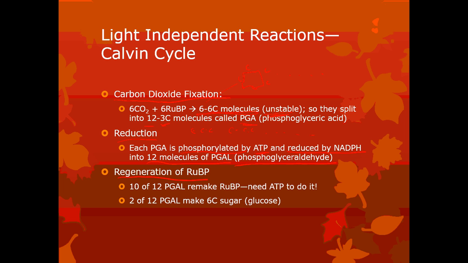Regeneration then of RuBP: 10 of the 12 PGAL remake RuBP because we need that for the next reaction. You also need ATP to make that. And then two of the 12 will make 6-carbon sugars. That's actually going to be glucose. And then glucose is then used later to make, I have a hard time writing and saying at the same time, carbohydrates. Your more complex ones.